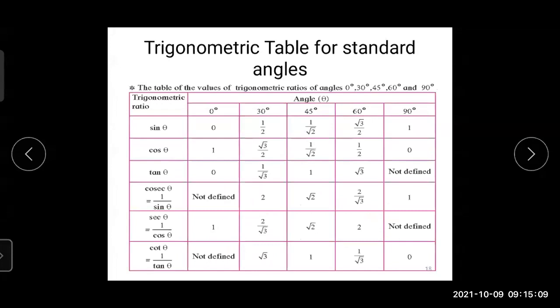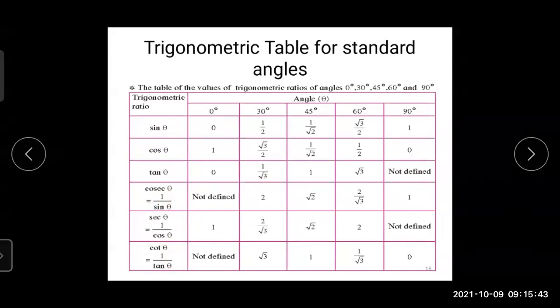The same way as you have seen the table in 9th standard, there is also one table, the table of the values of the trigonometric ratios of angles 0 degree, 30 degree, 45 degree, 60 degree, and 90 degree. So here, sin theta, cos, and tan we have already seen. Now we will see cosec, sec, and cot. And you know that cosec is the inverse of sin theta, sec is the inverse of cos, and cot is the inverse of tan.